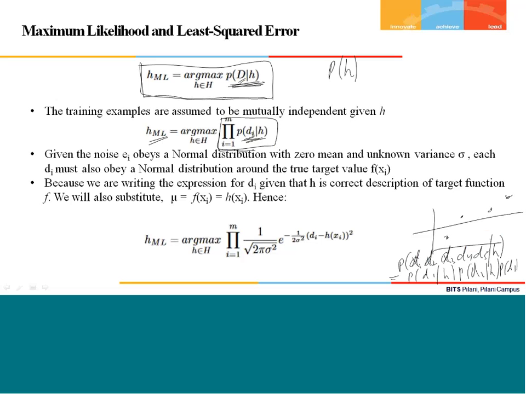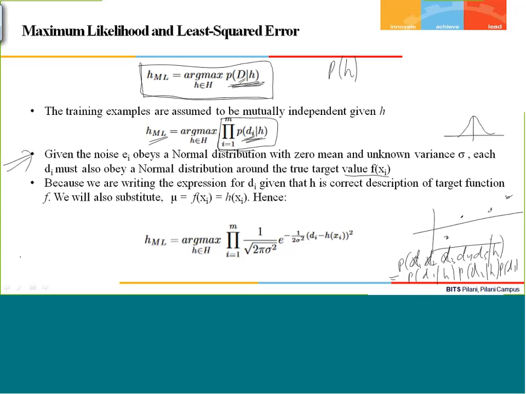Given the noise ei obeys the normal distribution with zero mean. So this is an important point. I want you to be focused on this point here. Given that the noise ei obeys a normal distribution with zero mean and unknown variance, so I don't know what my variance is, but the mean is zero, right? Each di must obey a normal distribution around the true function f(xi).